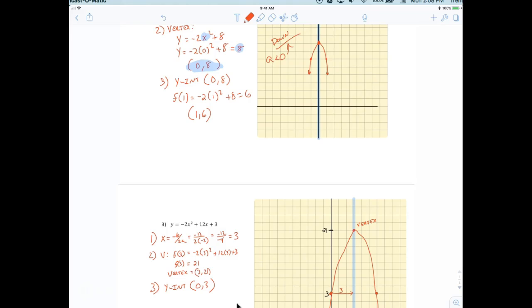So I'm telling you, when I walk into class tomorrow and say, how do I find the vertex? You're not going to stutter. You're going to tell me exactly how to find the vertex. And when I say, does it open up or down? You're going to be able to tell me. It opens up because A is greater than 0. It's going to open down because A is less than 0. Those are the things you need to practice.